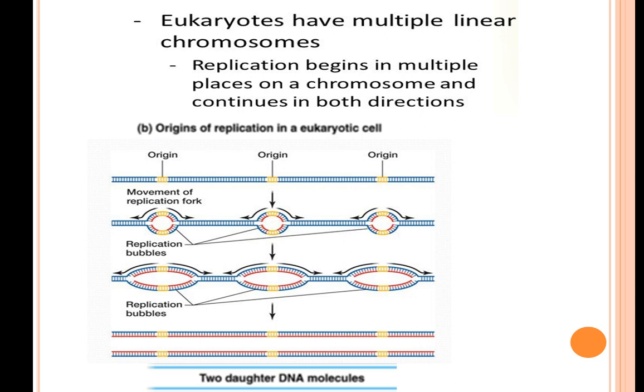So each unit replicates in a similar way as in prokaryotic DNA using similar enzymes. The advantage of having multiple origins of replication is the speed. Replication takes about 8 hours in a human cell, and if there was only one origin, it would have taken 100 times longer.